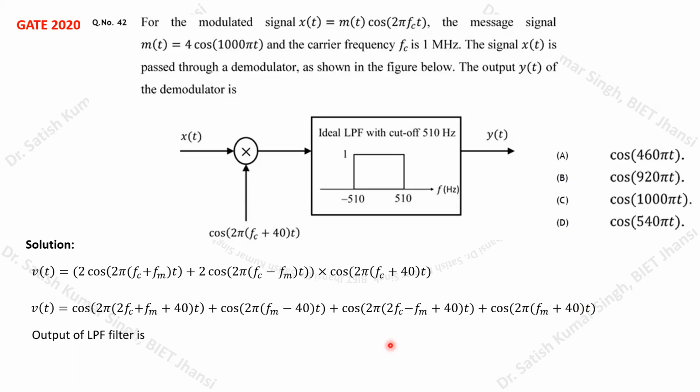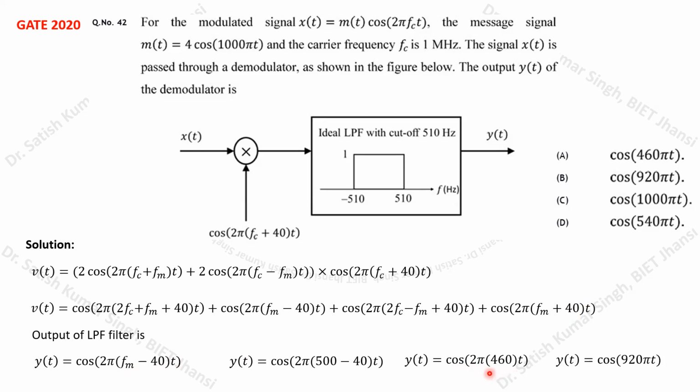So we can see that the output of this low pass filter is cos 2π(fm − 40)t. Here you can substitute for fm, which is 500, and solve this expression: it will be cos 2π·460t. If you multiply the two terms, you are going to get cos 920πt. So you can get this in option B.